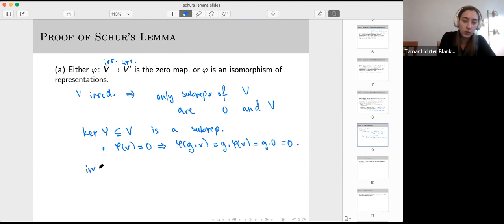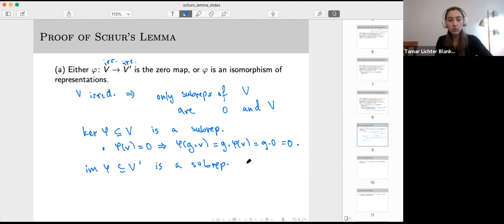And similarly, you can show that the image of phi is also a subrepresentation of V prime. It's not exactly the same argument, but it's similar. Okay, so that's our start.